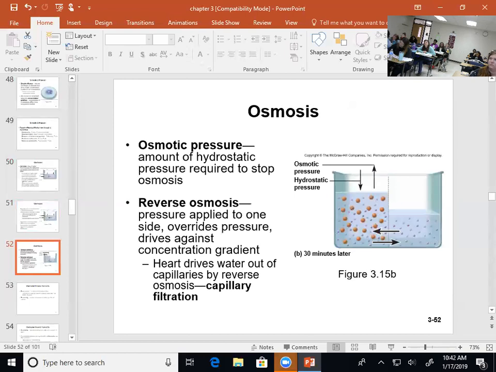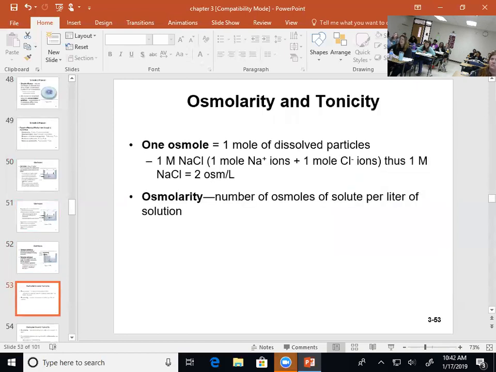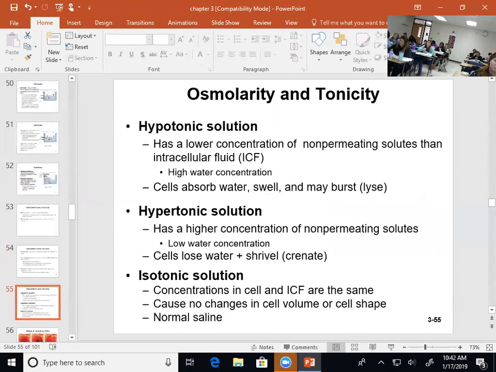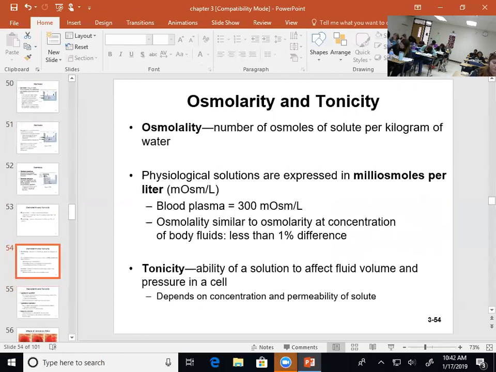Do we care how water moves? Yes. What is the movement of water called? What is the only way that water can move? Down its concentration gradient. Do you have a working definition for osmolarity? Yes. I want you to write down the word tonicity. Write down tonicity.